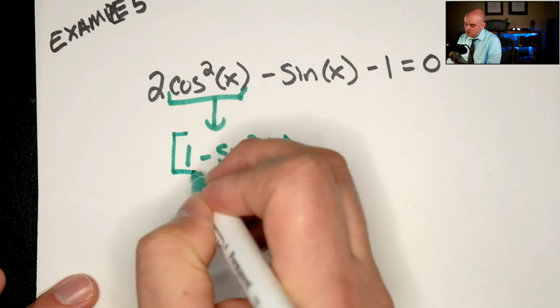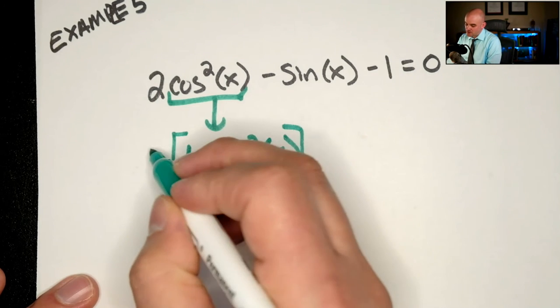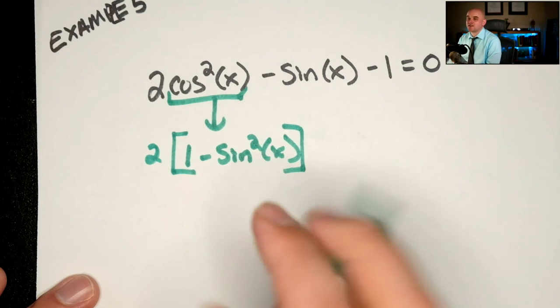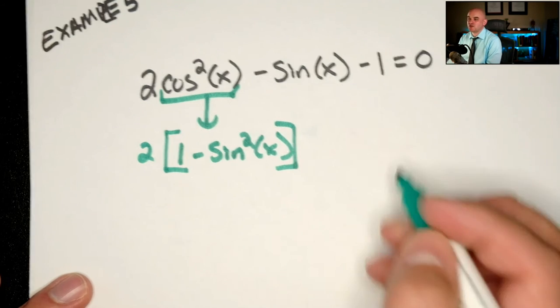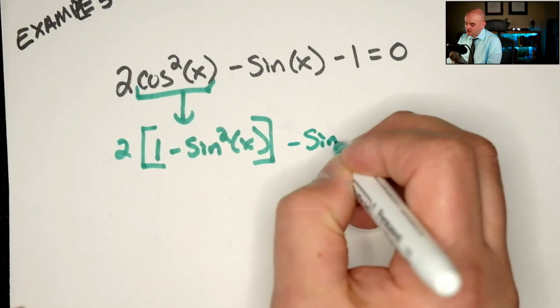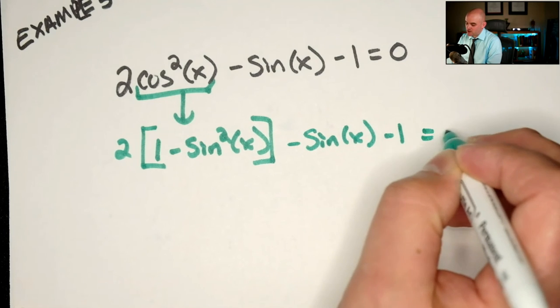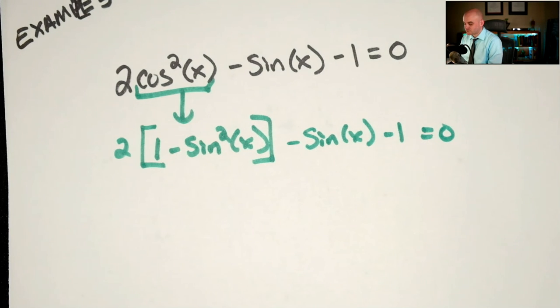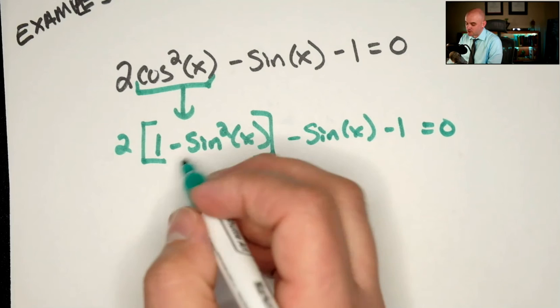And I'm going to multiply this by this number 2. Make sure you put it in parentheses or brackets so you don't forget you have to distribute the 2 to each one of those. So then I get minus sine x and minus 1, and this equals 0. Let's do a little algebra here and distribute the 2.